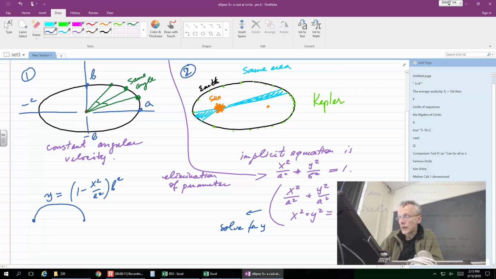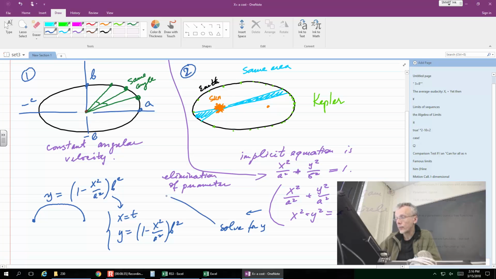And then what is the parameterization? It is parameterized based on x. So the parameterization becomes x equal t and y equal that expression over there. So let me just write it out: the square root of 1 minus x squared over a squared, times b squared. So that's my parameterization.